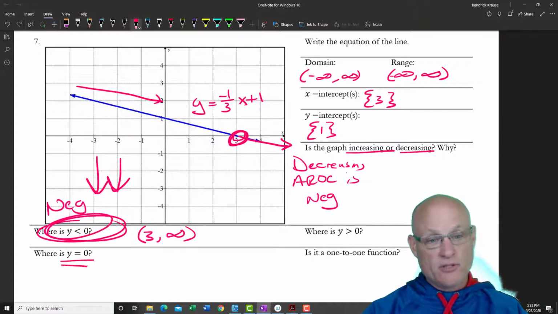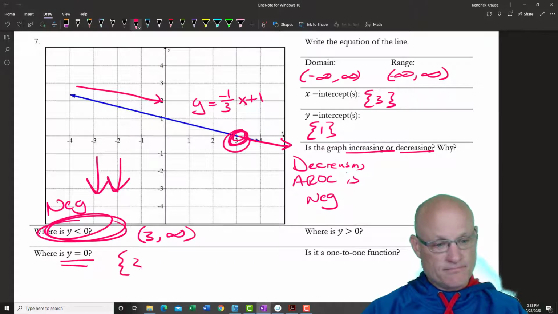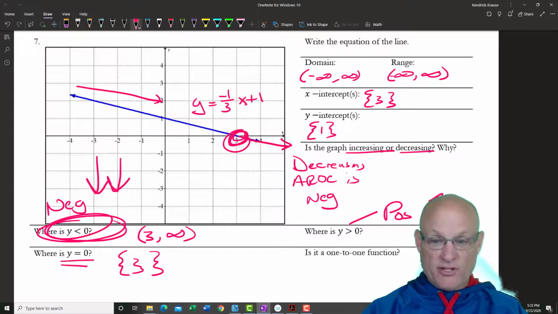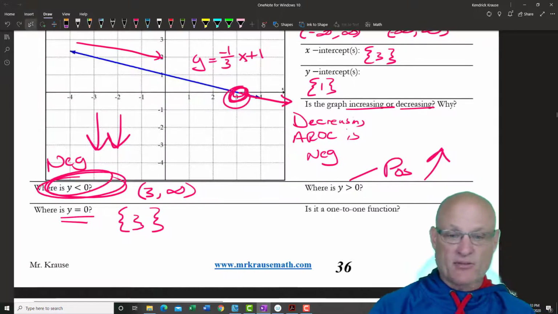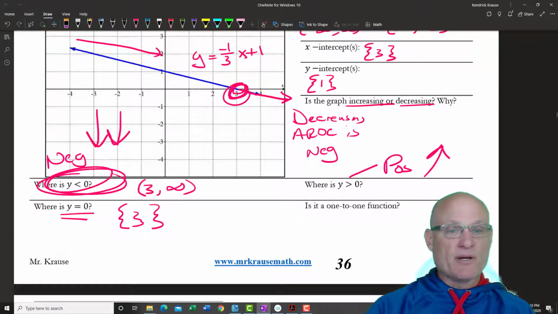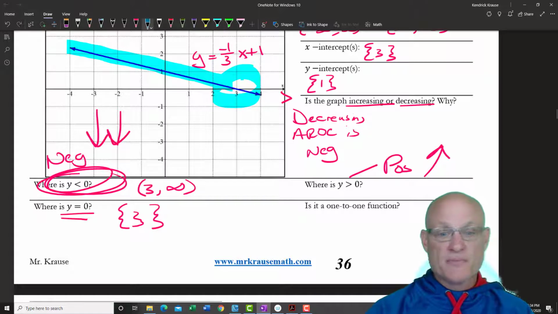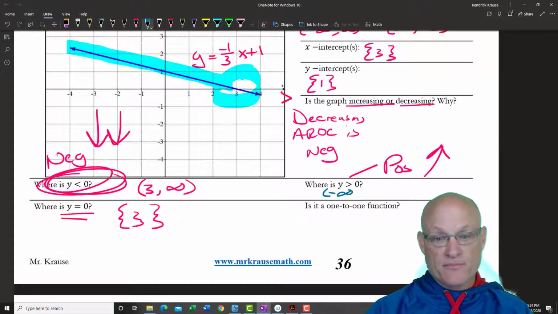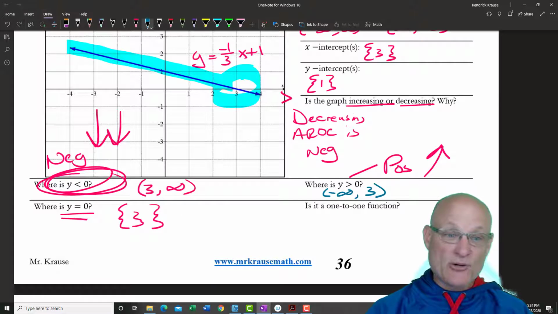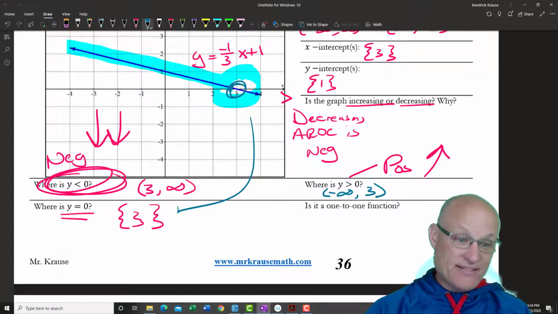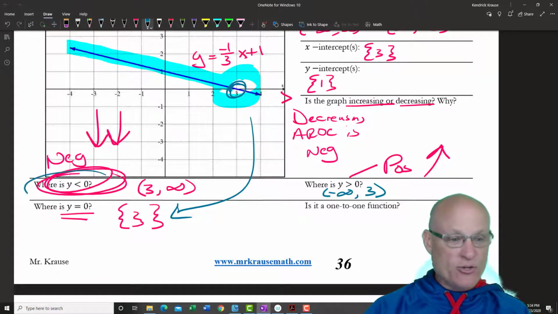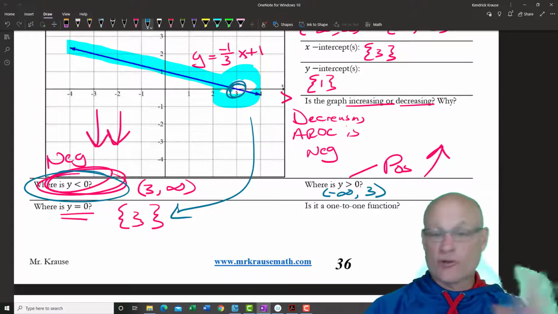Where does it equal 0? Right here at 3. And where is it positive? Remember, positive means above the x-axis. I'm not sure if that's behind my head, so let me erase some of this. All of this is above the x-axis, above the x-axis, above the x-axis, until we get here. So again, that's going to be from negative infinity to 3, but not including 3. Because remember, at 3, it's exactly 0. And these don't have equal signs on them. That's strictly less than or strictly greater than.